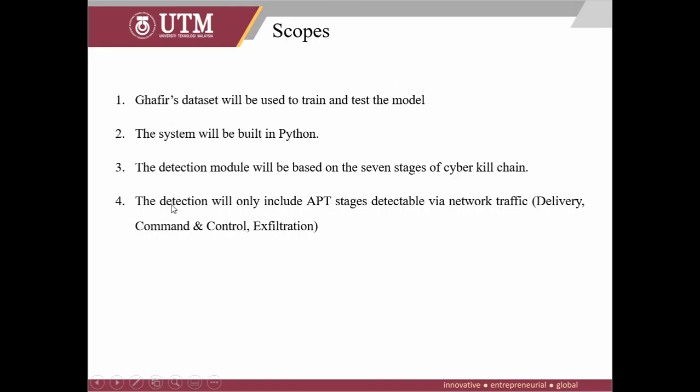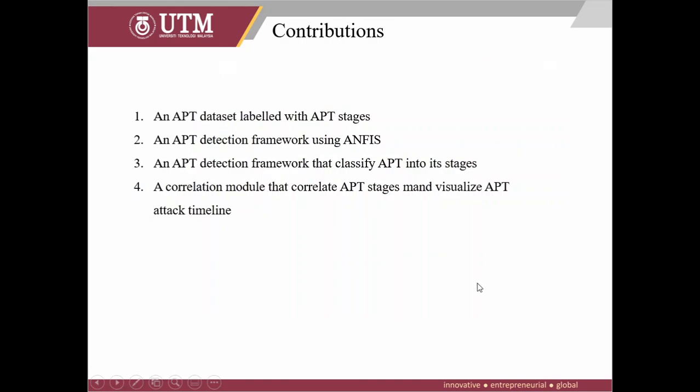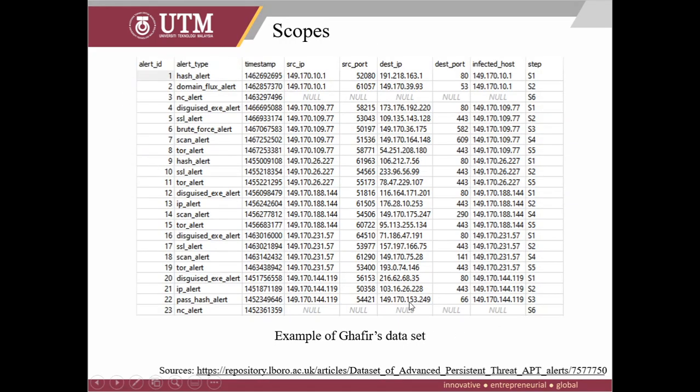The scope of the research is that we'll be using Garfield's dataset. We'll build the system in Python. It will be based on the 7 stages of the cyber kill chain and only include the 3 stages of APT that can be detected through network traffic. So this is an example of Garfield's dataset. You have the alert type from the modules, you have the timestamp, and we have the source IP, source port, destination IP, destination port, infected host, and the steps.